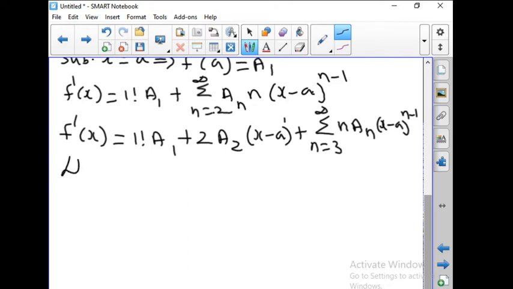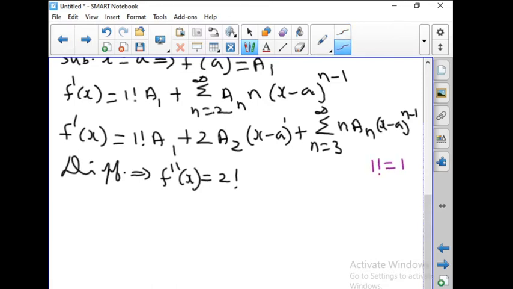So now you differentiate this. இதை differentiate பண்றோம். இப்போ இதை differentiate பண்ணா நமக்கு என்ன வந்துரும்? f double dash of x. So f double dash of x is equal to a1 is a constant, another 0. 2 can also be written as 2 factorial, because 1 factorial is 1, and 2 factorial is 2 into 1, which is equal to 2.